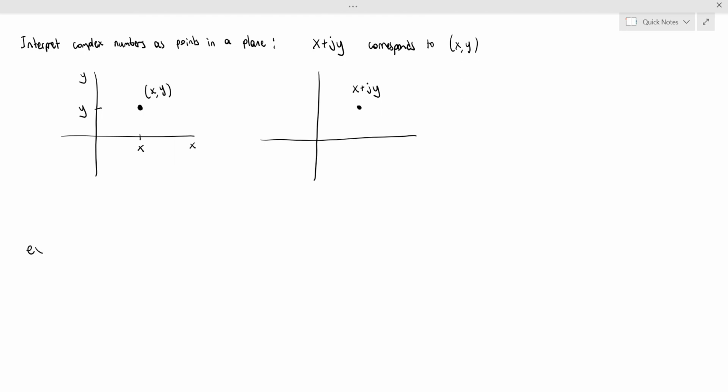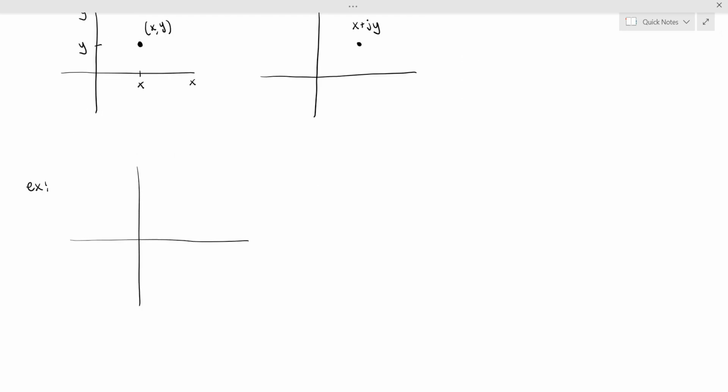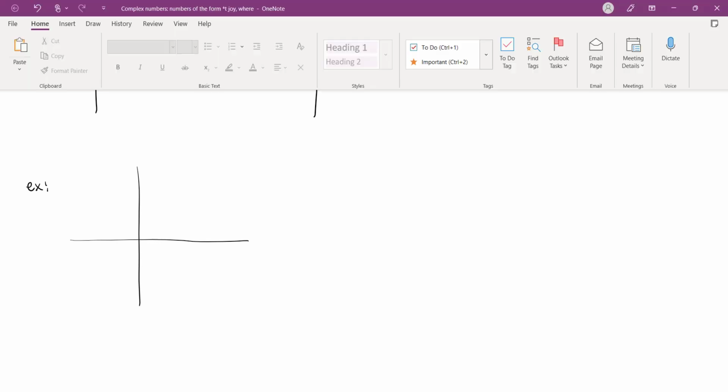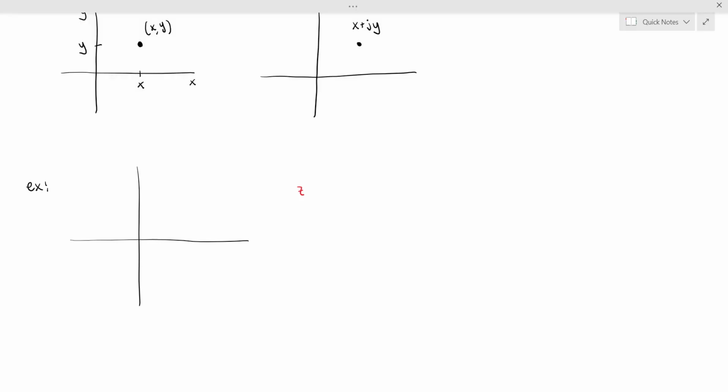So for example, let's draw another set of axes, and let's just consider a couple of complex numbers. Let's start with a complex number which I'll call z1, which is -3 plus j times 2. If we were to plot this complex number in the plane, the x-coordinate is -3, the y-coordinate is +2. So that point would be -1, -2, -3, +1, +2. So the complex number z1 would be located there in the plane.